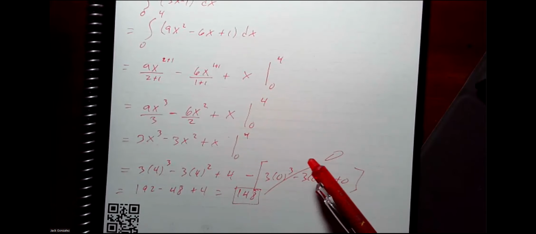So that is the definite integral from 0 to 4, which represents the area underneath that graph, technically. Any questions on the antiderivative step or the evaluation step?